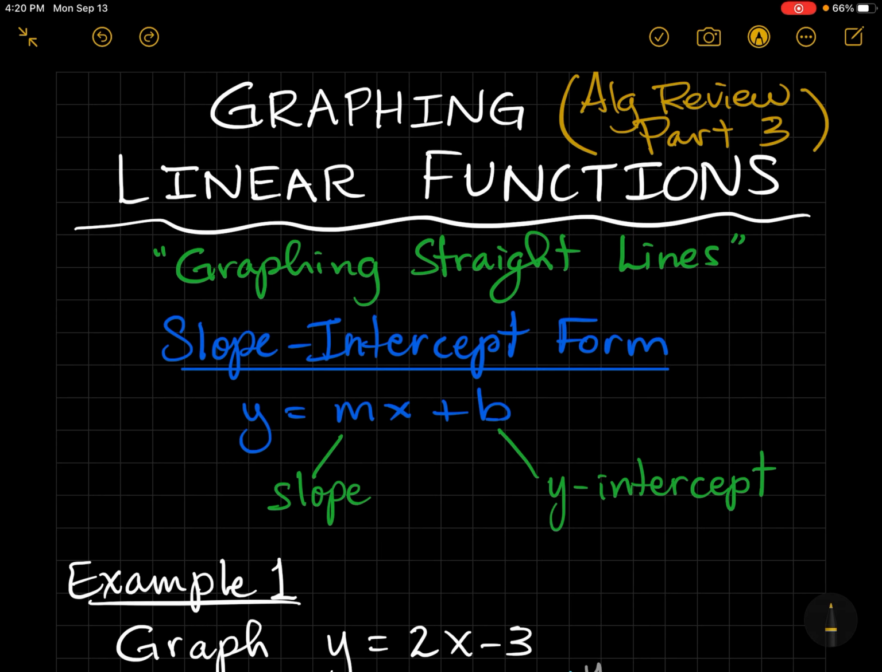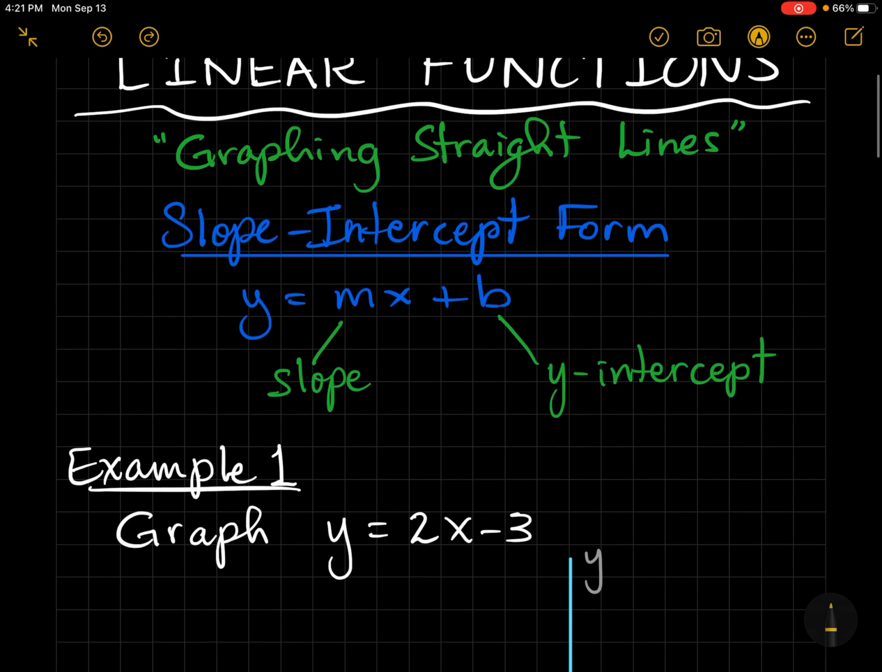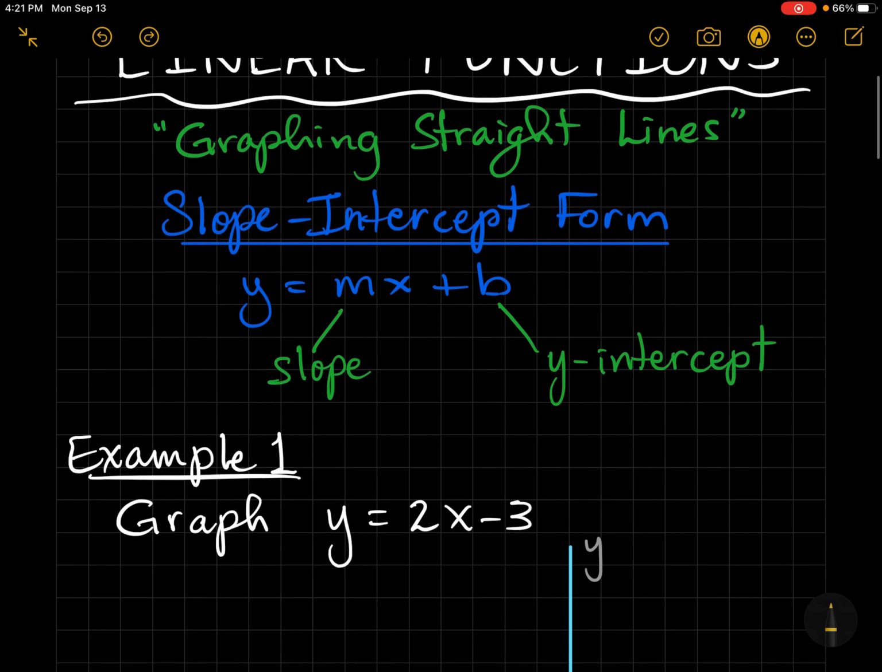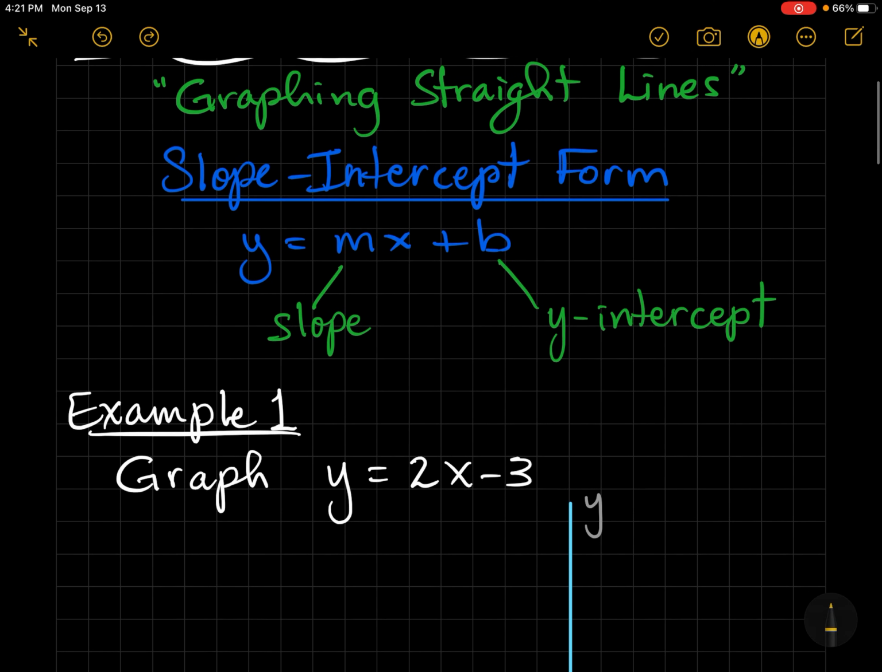Okay, so when we say graphing linear functions, we're really just talking about graphing straight lines. A little bit later in the year, we'll talk about what it really means to be a function and pass the vertical line test, and each x maps to a unique y, and we'll talk about that a little bit more.